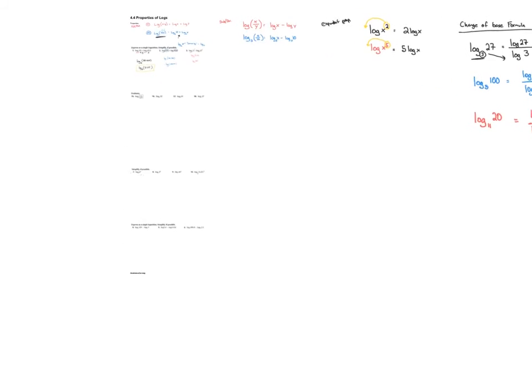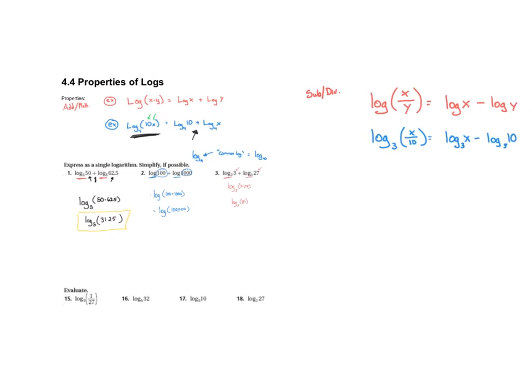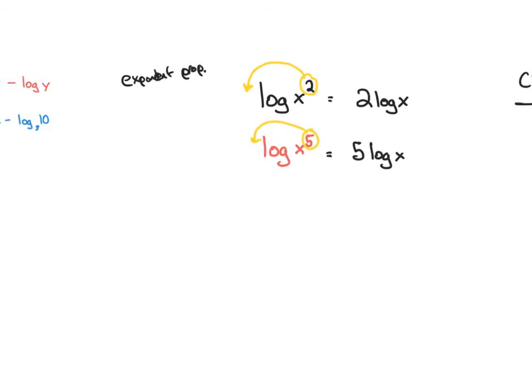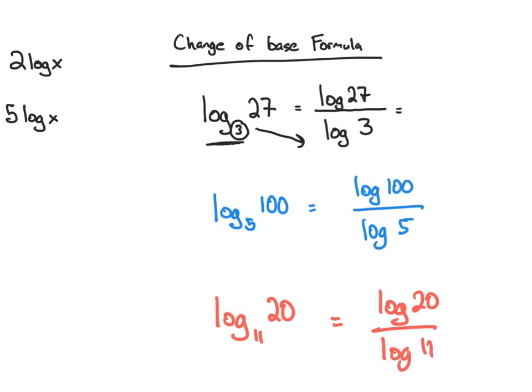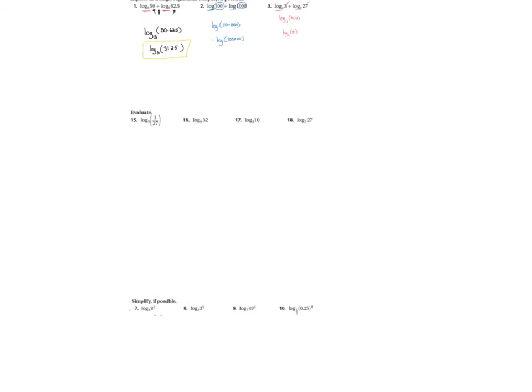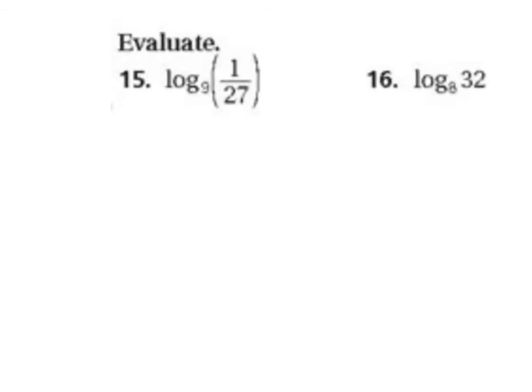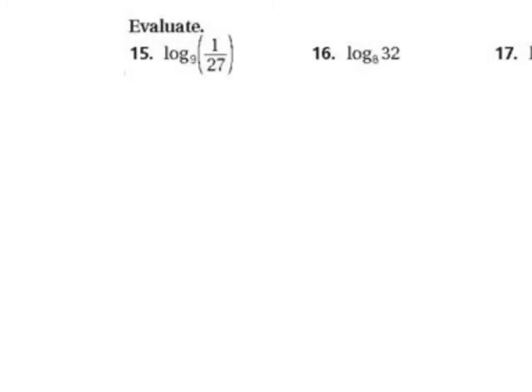Now let's use the properties: addition to multiplication, division to subtraction, the exponent property, and the change of base formula. Let's see if we can't get things together. All right, here we go. Log base 9 of 1 over 27. Automatically I see a fraction or a division, so let's expand this. Log base 9 of 1 minus log base 9 of 27. Great job on expanding. That's what the expanding looks like.